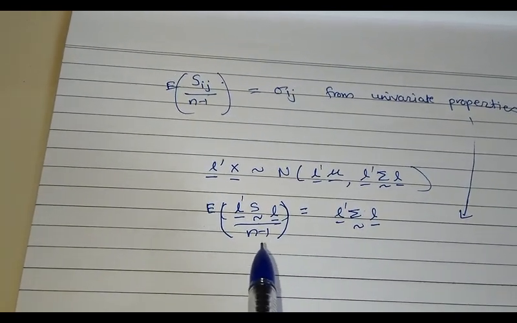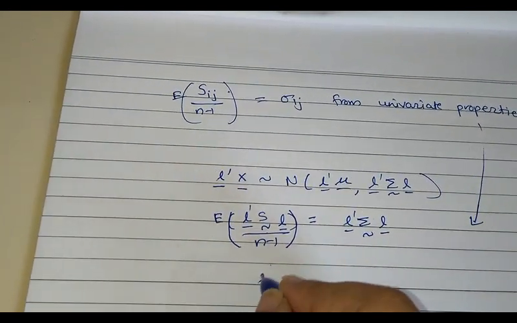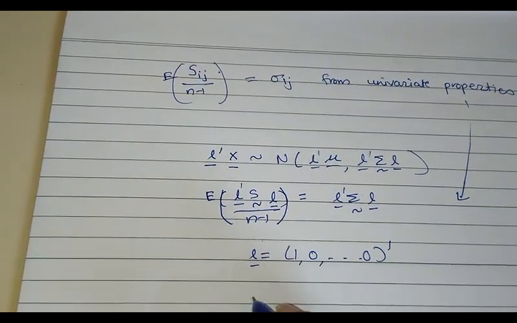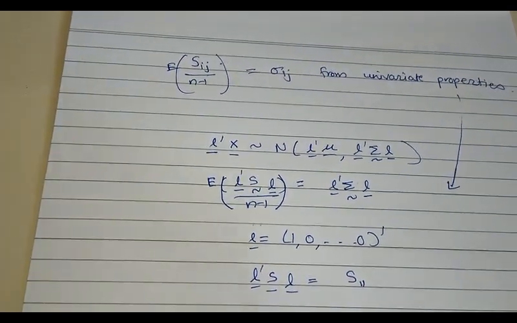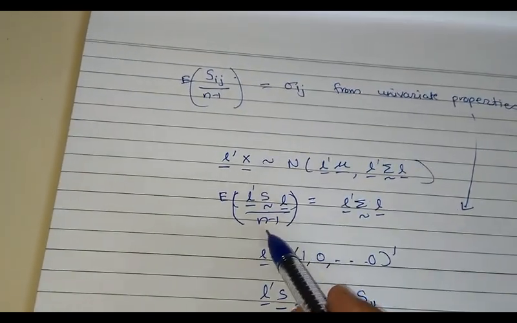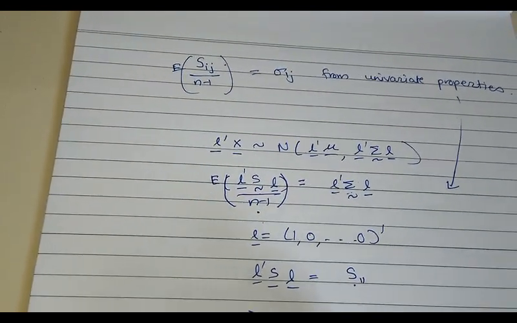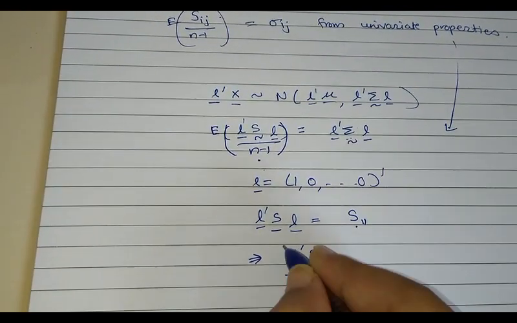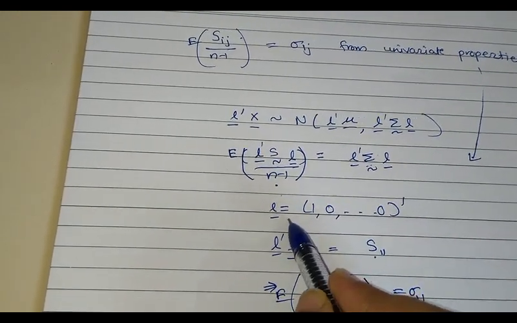Now using this, I can say that every component of S when divided by n minus 1 would give me the desired estimator, because if I put L equal to (1, 0, 0, 0), then L prime SL is actually just S11. So I would have S11 upon n minus 1 as an unbiased estimator for sigma 11. So L prime SL upon n minus 1 has expectation sigma 11. This comes by substituting this L.